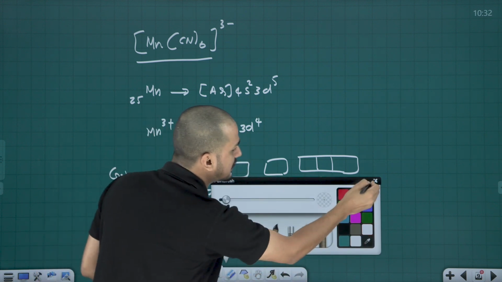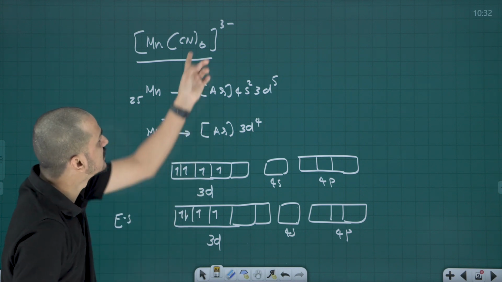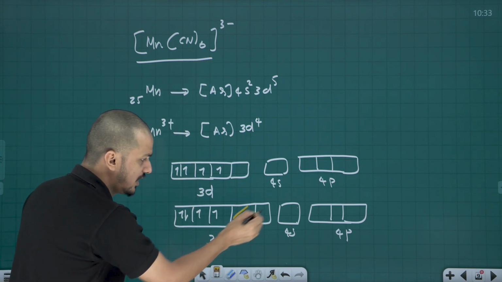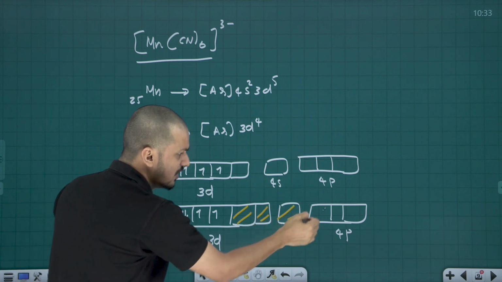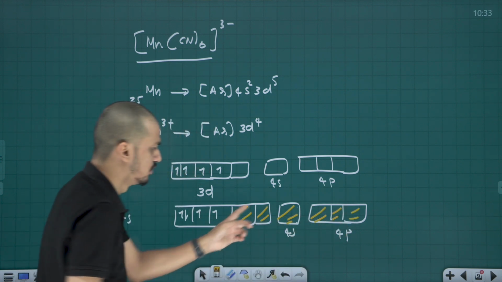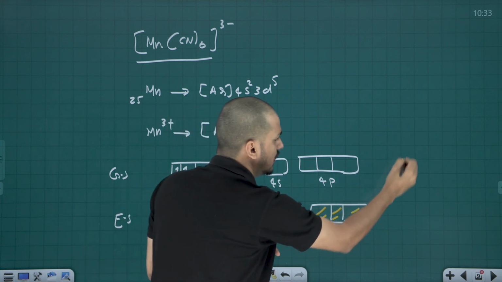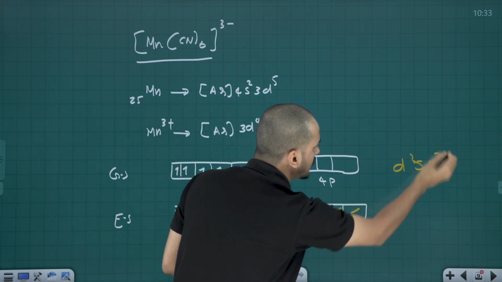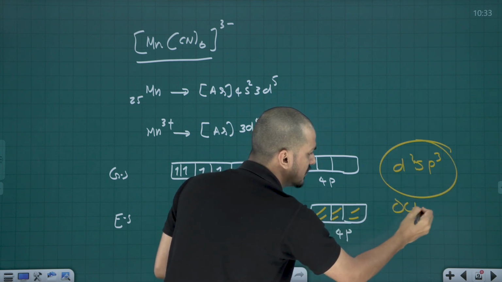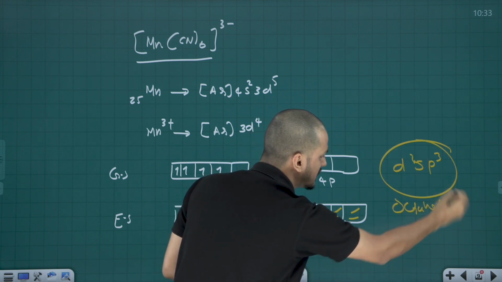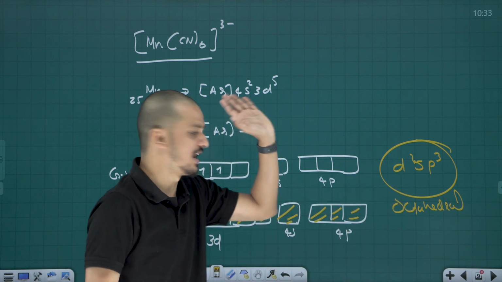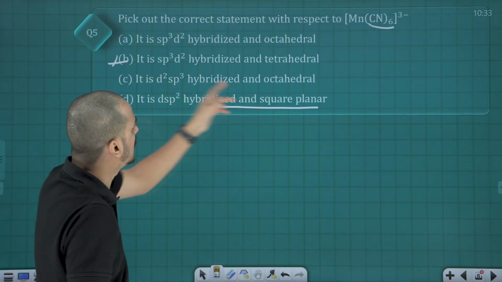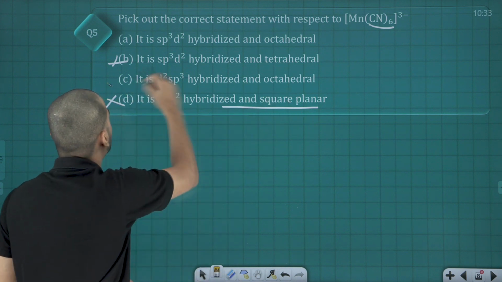Now which orbitals will undergo intermixing? 6 cyanide are coming, so 6 vacant orbitals are required: 1, 2, 3, 4, 5, 6. So two d orbitals, that is d2, then one s, then 3 p. So d2sp3, that means which hybridization? d2sp3 means which shape? Octahedral. So it is d2sp3 hybridized and octahedral.